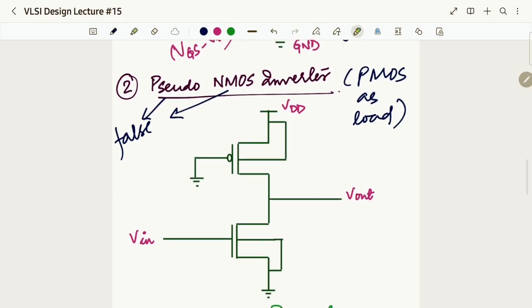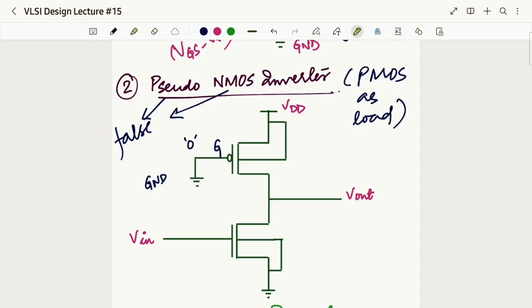Because if you look at this circuit at the load side, can you see that I am grounding the gate potential? The gate terminal of my PMOS is grounded. That means I am providing a zero logic to my PMOS all the time. Okay? And I am providing the input to my driver.